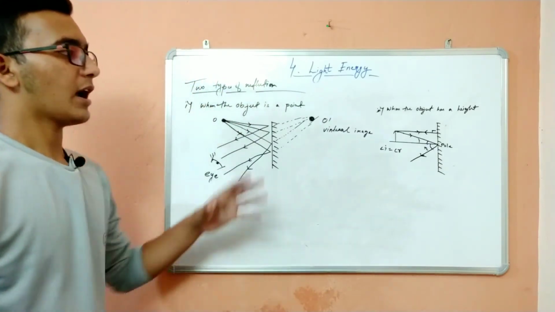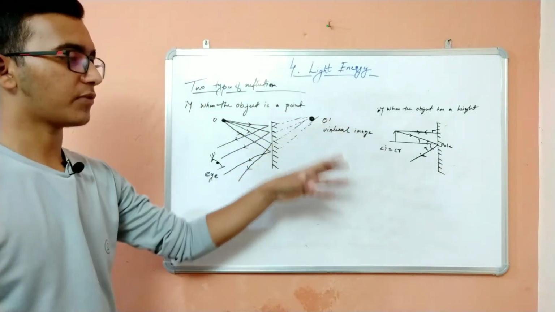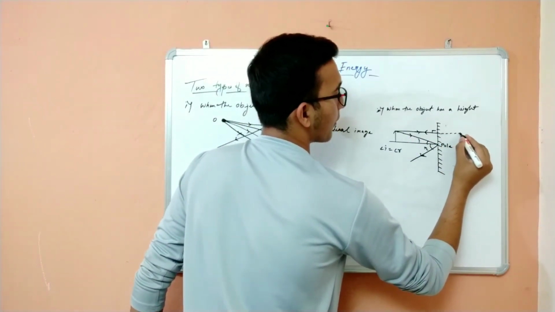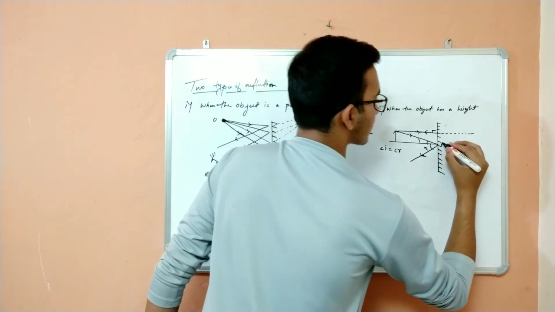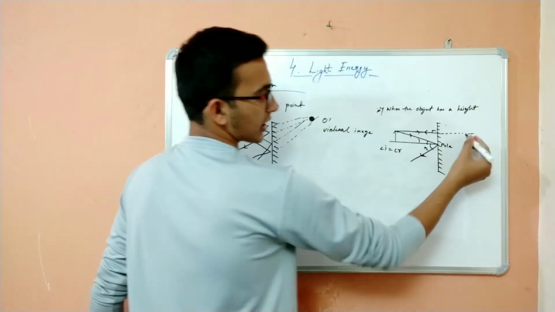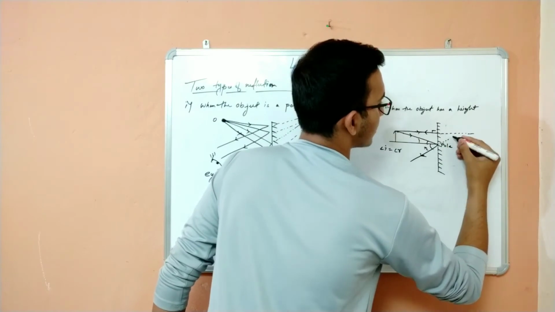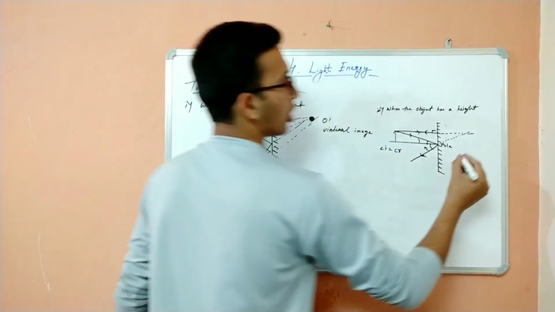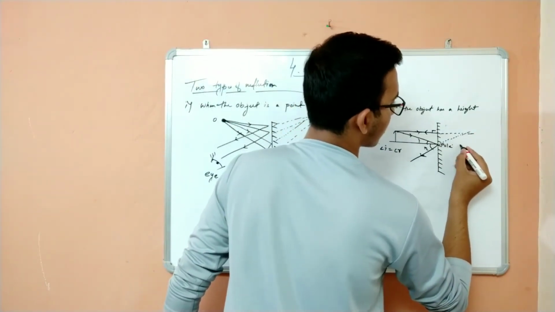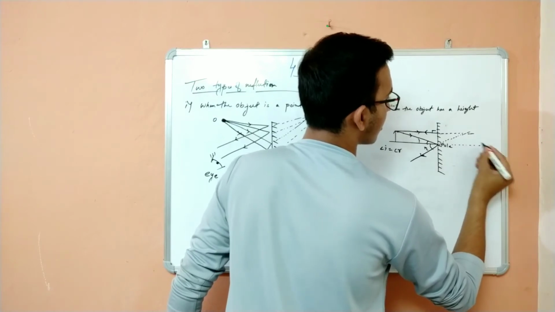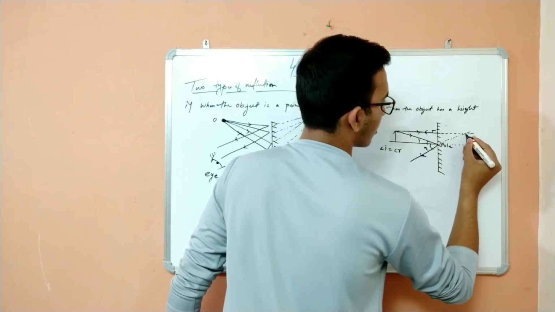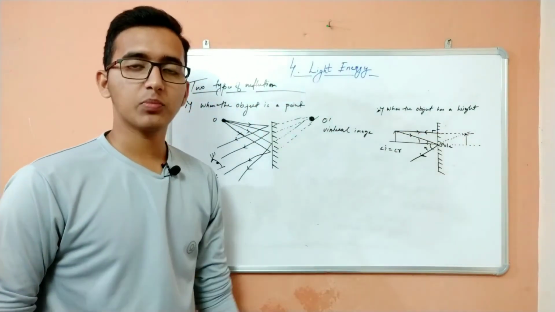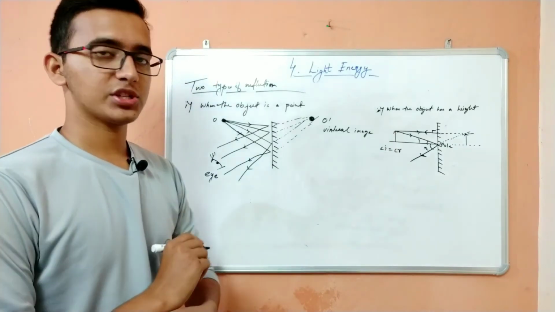Now, how is the image formed? Pay attention. Extend these lines. This is the reflected ray. Extend this line. Always keep in mind, you will extend only the reflected ray, not the incident ray. The point at which these lines meet is where the image has been formed.